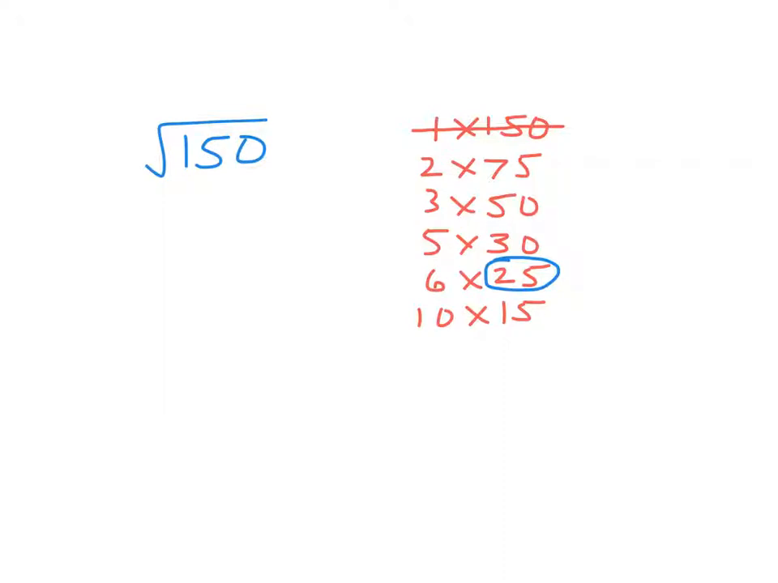So I'm going to rewrite the square root of 150 as the square root of 6 times 25. Now, I know that the square root of 25 is equal to 5, so I'm going to get rid of it underneath the square root. I'm going to bring it to the outside, and my final answer is 5 times the square root of 6. The square root of 6 can't be simplified at all because the only factors of 6 are 2 times 3, and neither one of those is a perfect square.